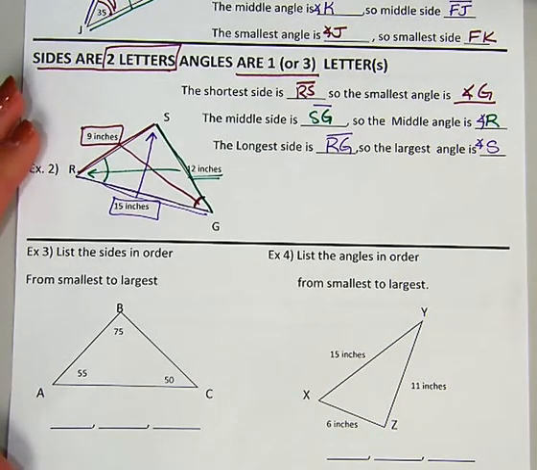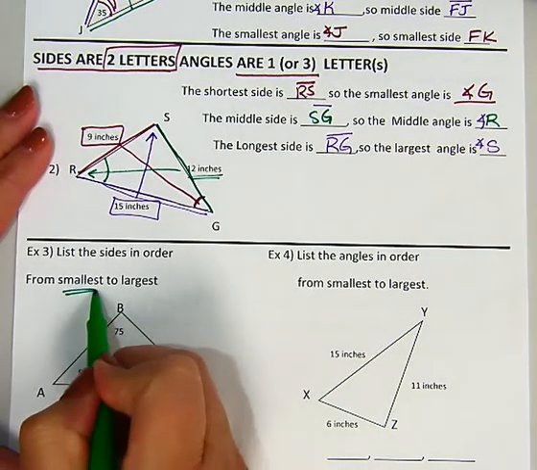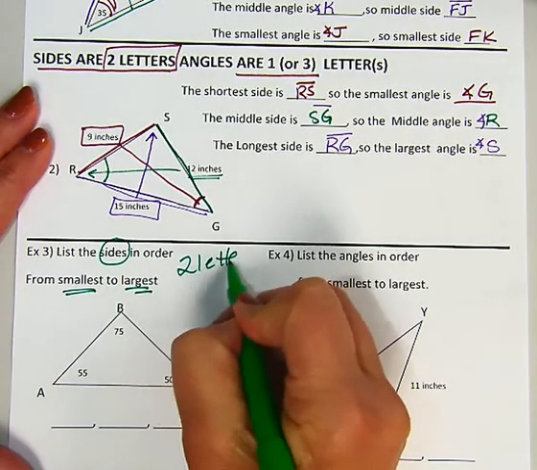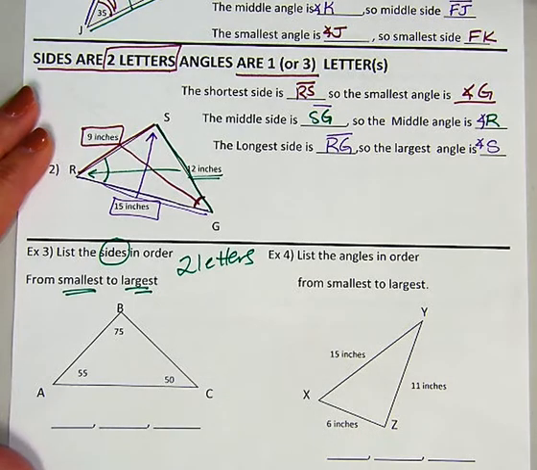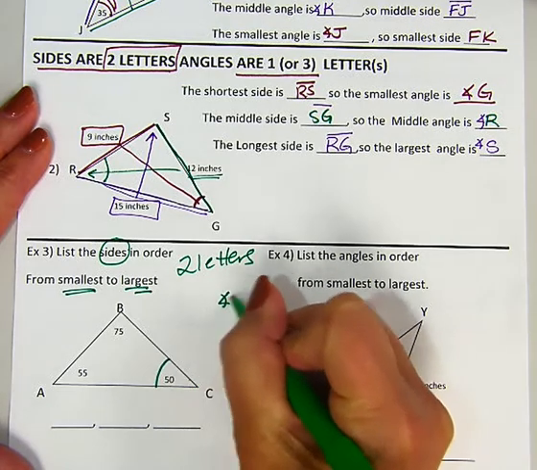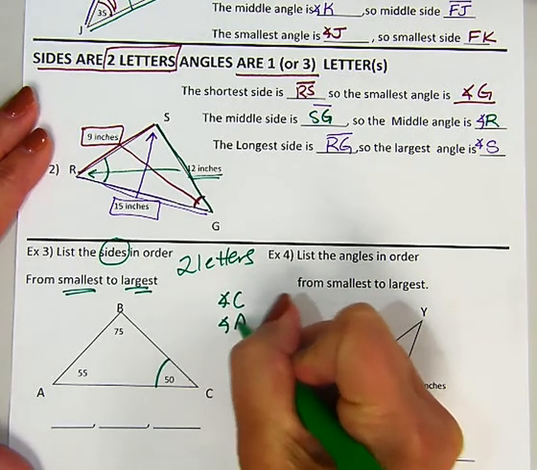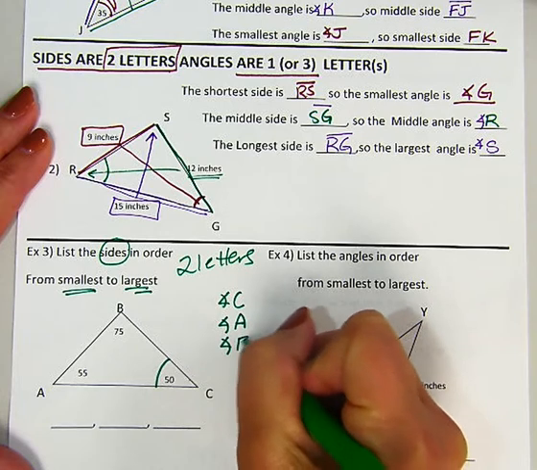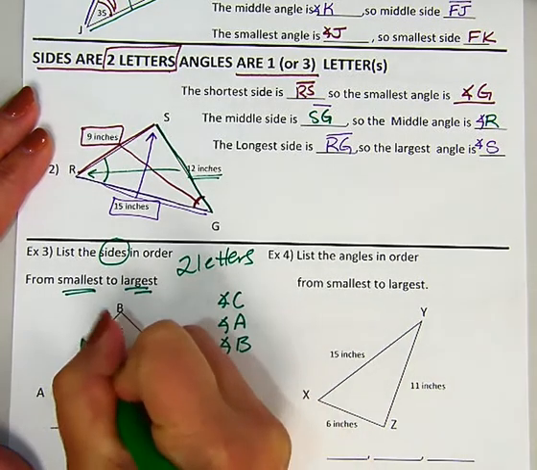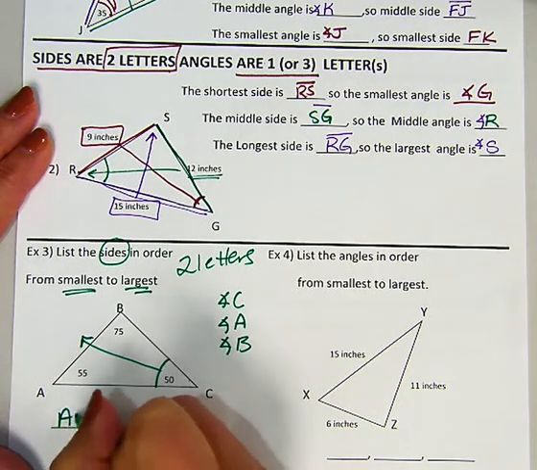All right, here we go. Smallest to largest, and it wants sides, so I need 2 letters. You're not going to just put the angles in order, because I know you know how to do that, because I gave you the angles. So my smallest angle is 50. So my smallest angle is C, my middle angle is A, and my largest angle is B. And I know that because of the numbers they give me. So now I'm going to say C. Who's C talking to? It's talking to AB.